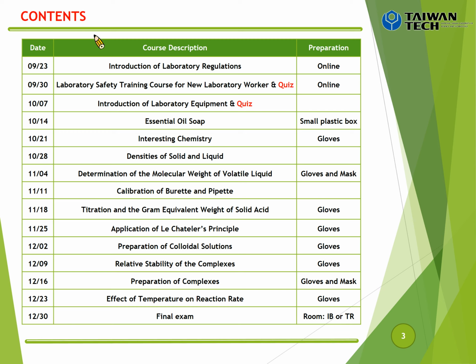And for the Chemistry Lab, this is the content of our course. So today we have the introduction, and then we will have the lab safety training course, and later I will send you the video next week, and after you finish watching the video we have a quiz for this part, okay? And later we have the introduction of the lab equipment, and then we also have another quiz, okay? And then we have some experiments. From here we can check that every week we have one experiment, and those experiments will prove what you study in chemistry, okay?